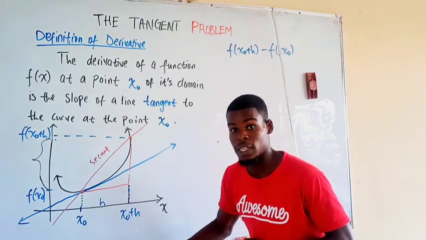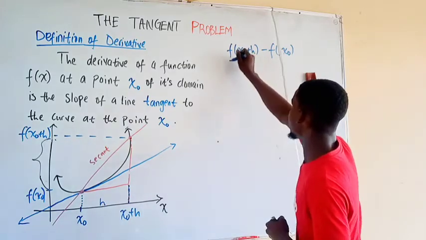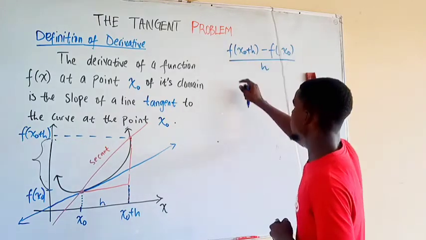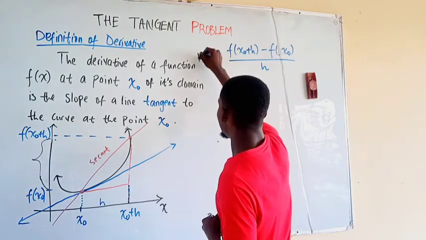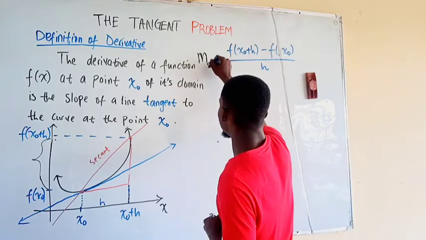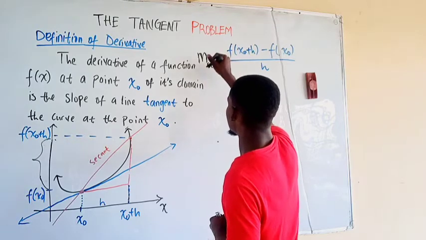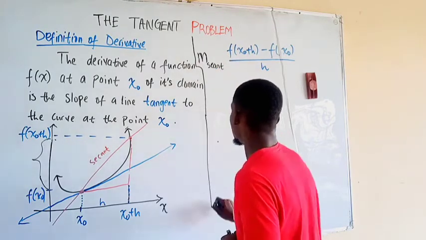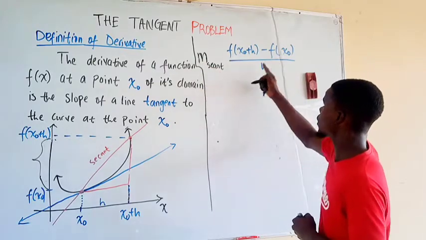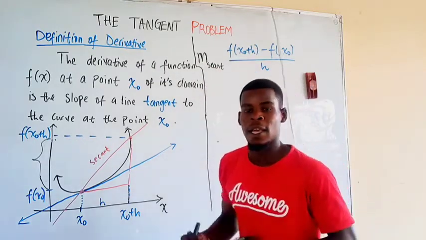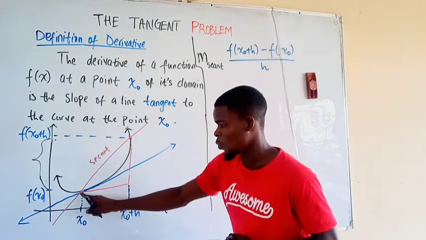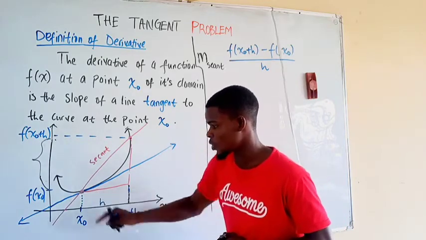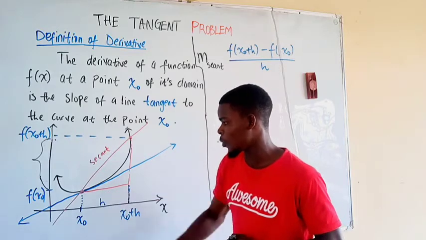Of course, I called it h already, so maybe just put that down, divided by h. This is like saying the gradient or the slope, using m to denote the slope of the secant. So that right there is the slope of the secant. Remember, our main problem was to find out what the slope of the tangent will be, the slope of this line tangent to this curve at that point.